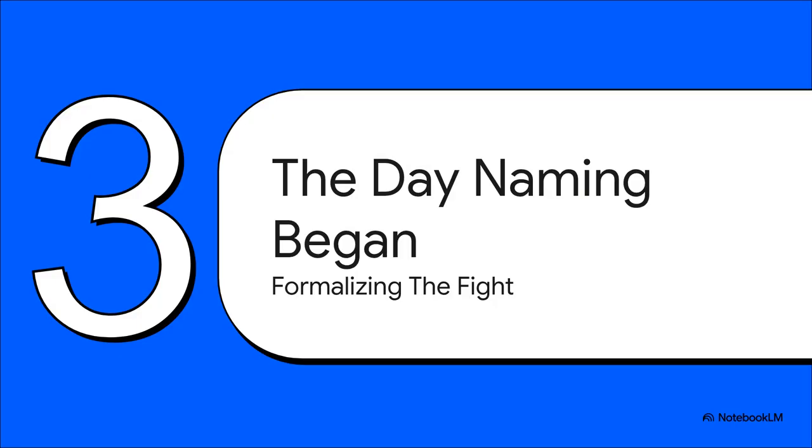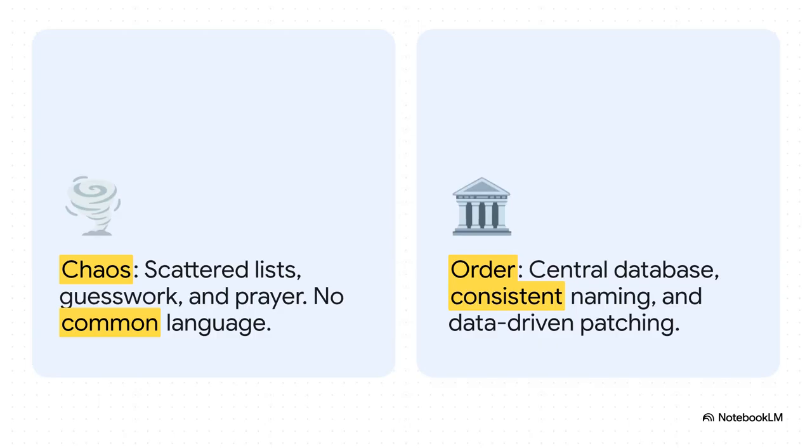But the technical details are really only half the story. The real impact of this thing was historical. This single vulnerability forced us to get organized. It marked the moment we began to formalize the fight against digital threats. This marks a true shift from chaos to order.